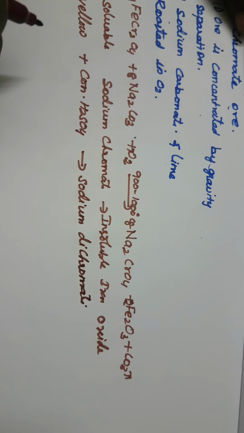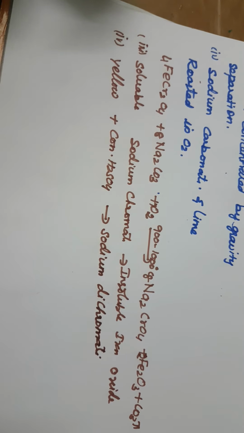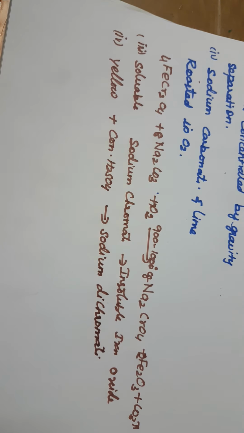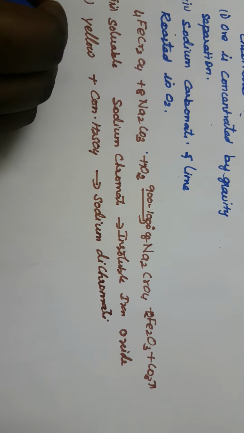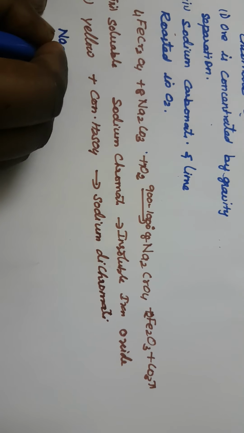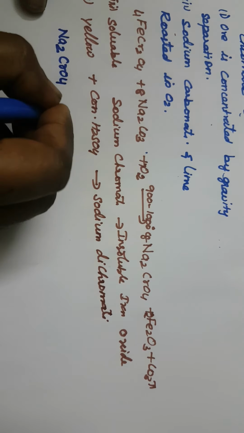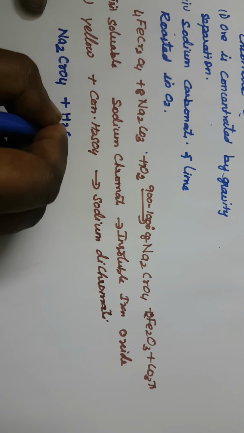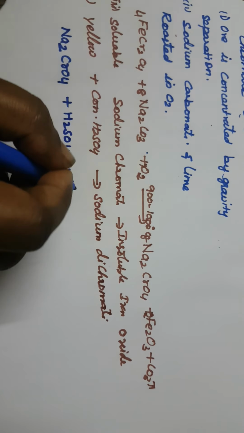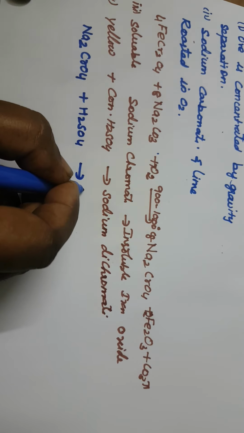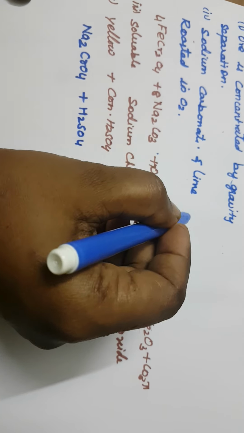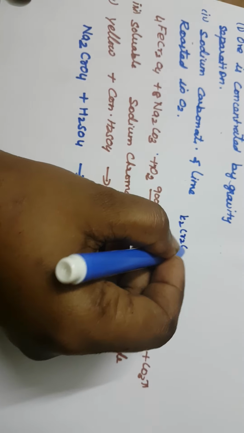So what is the equation? The first one is sodium chromate, Na2CrO4. Sodium chromate reacts with concentrated sulfuric acid to form sodium dichromate. We already know potassium dichromate, the formula is K2Cr2O7.